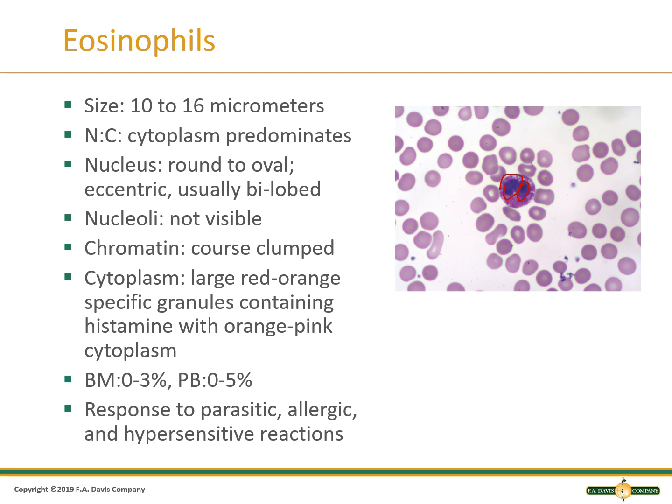Nucleoli are not going to be visible. The chromatin pattern is going to be coarsely clumped. In the cytoplasm, you're going to have large red to orange or pink looking granules. This is in the bone marrow 0 to 3%, and you will see this 0 to 5% in the peripheral blood smear. Now, the eosinophils are responsible for targeting parasitic infections, allergic reactions, and hypersensitive reactions.